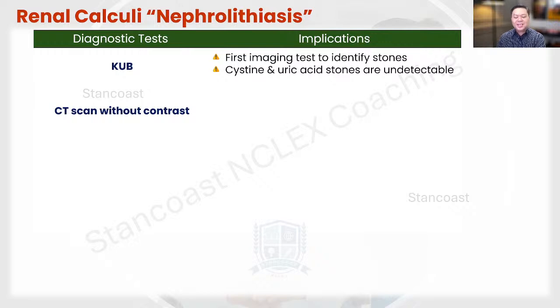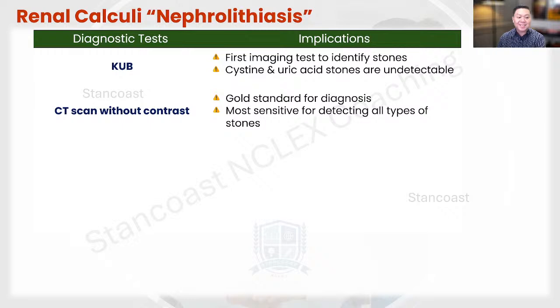And so this is really the gold standard for diagnosing kidney stones because this is the most sensitive test for detecting any type of stones. Okay, again, that's the gold standard. It can detect all types of stones, including the radiolucent ones, like the uric acid and the cysteine stones.